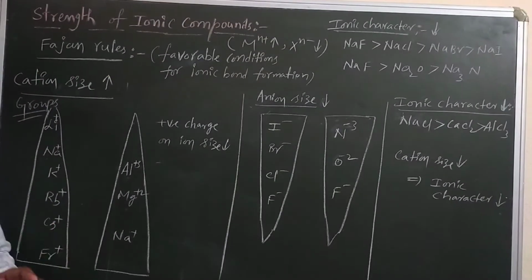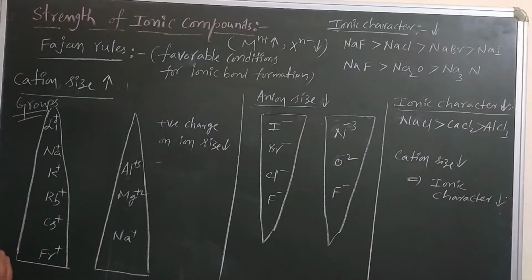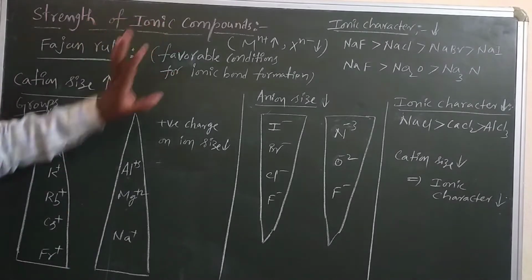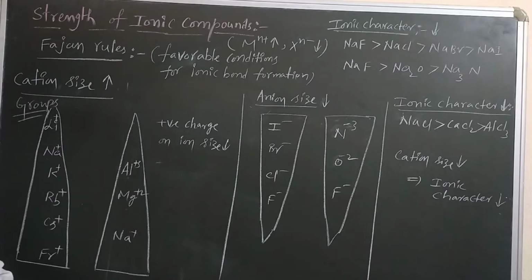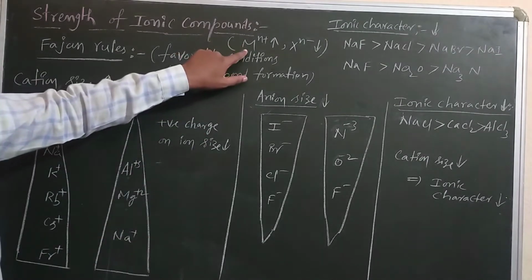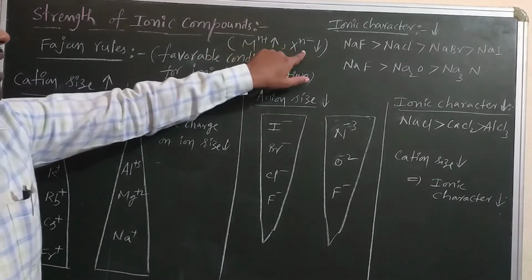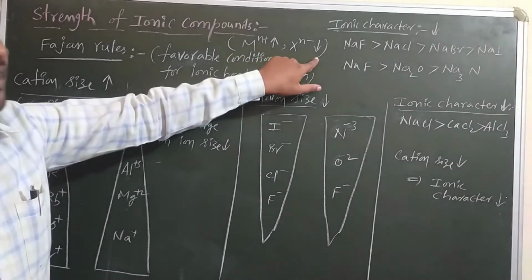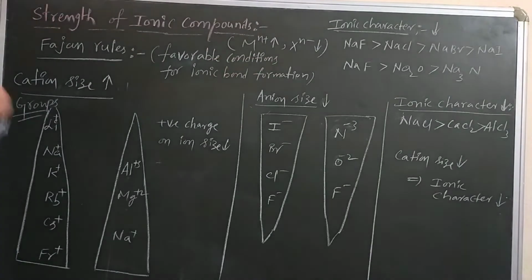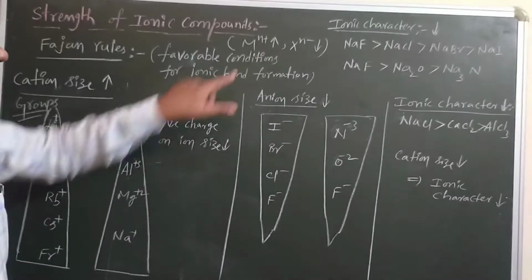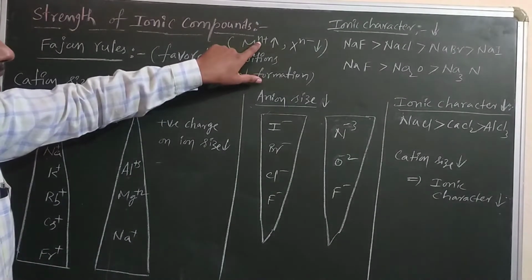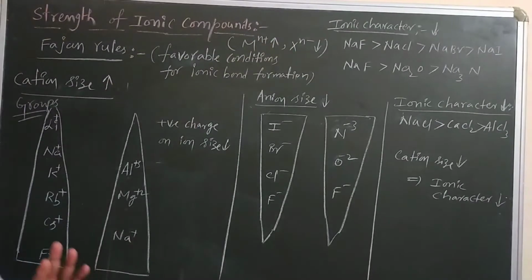Today we'll discuss the strength of ionic compounds. Before going to the strength of ionic compounds, we need to discuss Fajans' rules, that means the favorable conditions for ionic compounds. Here I wrote simply: the cation size increases and the anion size decreases. Those are the main favorable conditions for ionic compounds. Here n stands for the charge number, and m stands for the number.